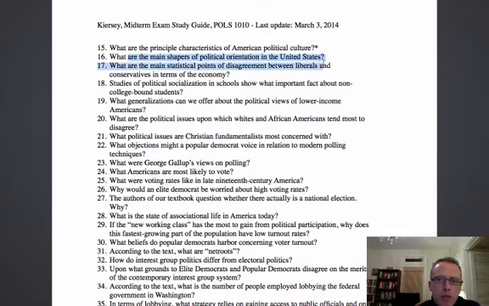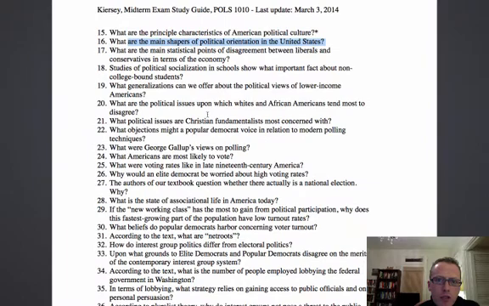What are the main shapers of political orientation in the United States? Well, you know from discussion in class with me that things like the family, things like schools are tremendously important shapers of political orientation in the United States.